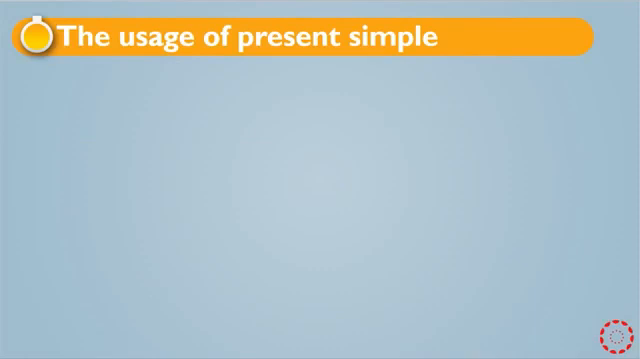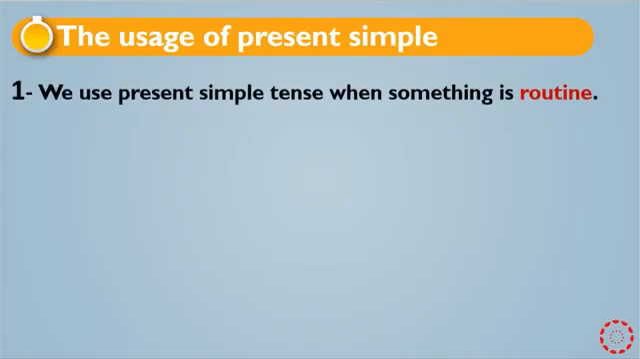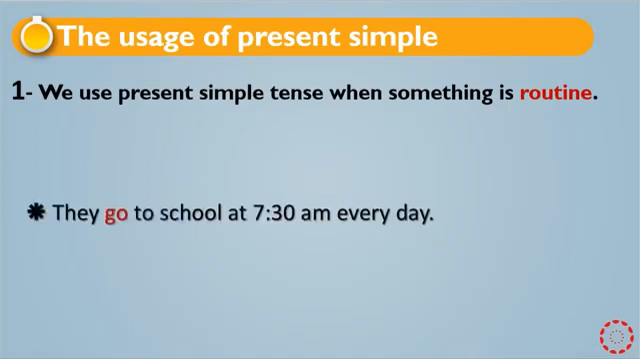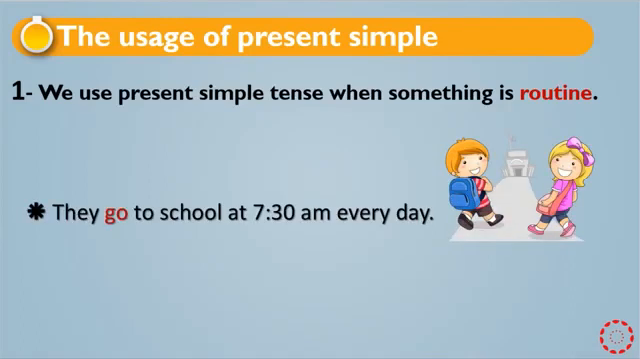The usage of present simple. We use present simple tense when something is routine, when something happens every day, every time. For example, they go to school at 7:30 a.m. every day. So it happens every day. So it's a routine.